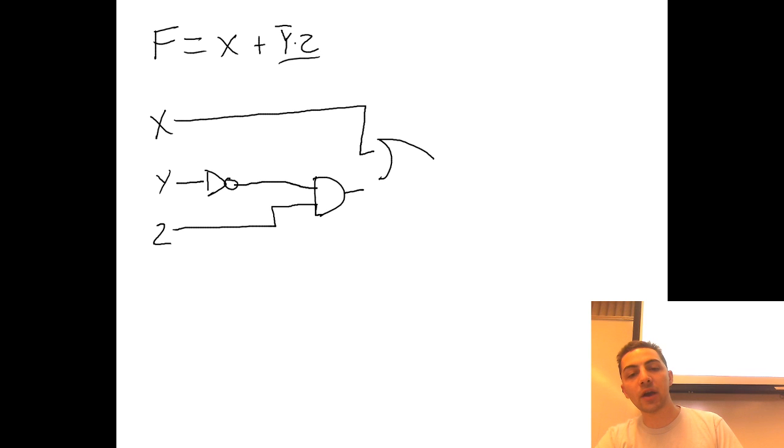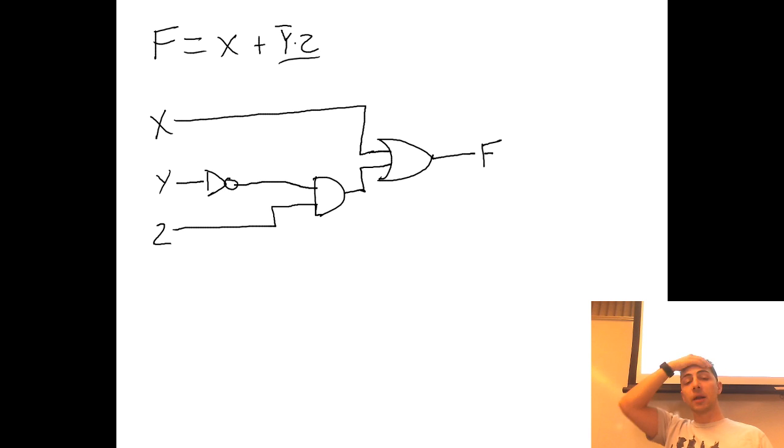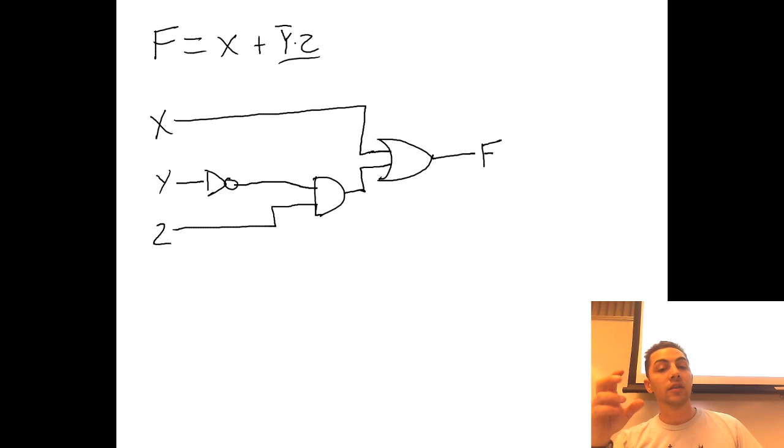So there's my OR gate, my graphical OR gate. And the output of that will be F. Let's make that a little bit cleaner. F. That's a graphical representation. We are showing that we have to invert Y first, then AND it together with Z. Then we OR X with that result. Graphical representation. Now, when you're building circuits in the future, this is where you're going to start.